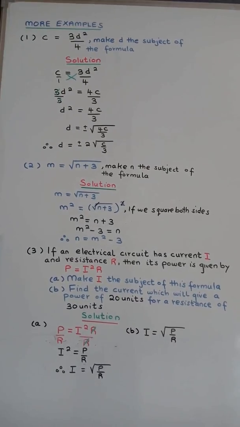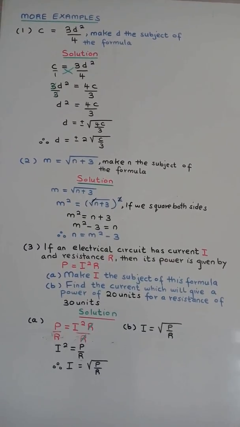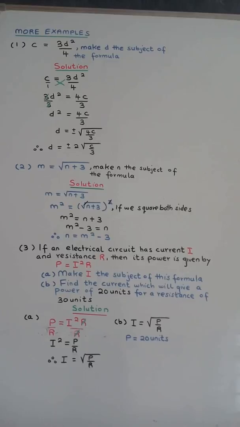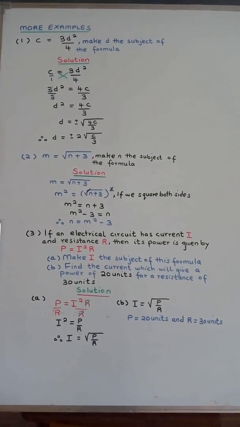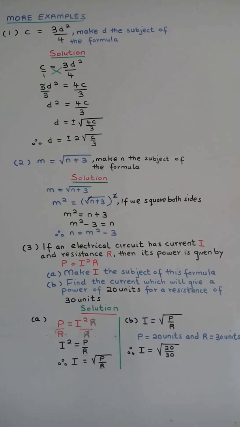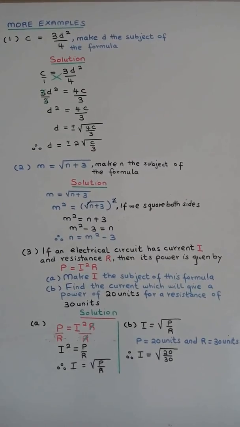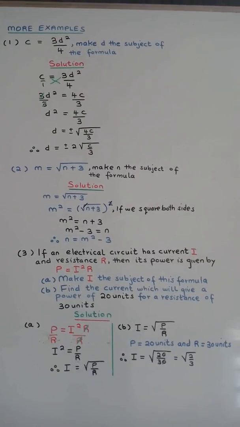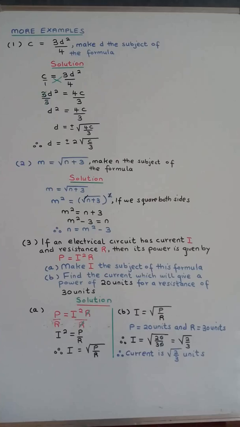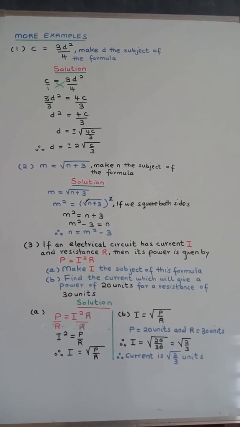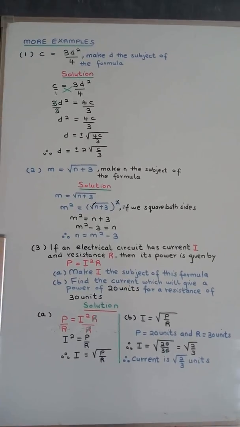B. From I is equal to the square root of P over R, P is equal to 20 units and R is equal to 30 units. Therefore, I is equal to the square root of 20 over 30, which is equal to the square root of 2 over 3. Therefore, current is the square root of 2 over 3 units.